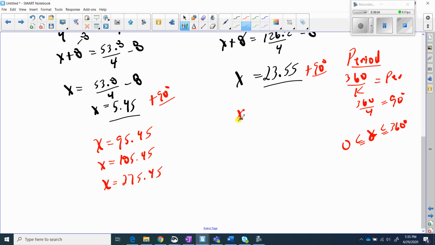Now let's take this one. 90 added to 23.55 would give me 113.55. Add 90 to that would give me 203.55. Add 90 to that, 293.55. If you tried to add another 90, you'd be beyond 360. So you get 1, 2, 3, 4, 5, 6, 7, 8 possible answers to that trig equation.